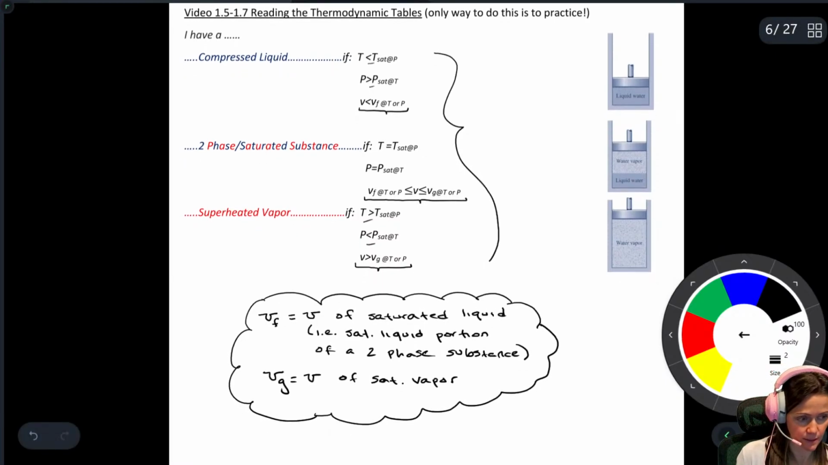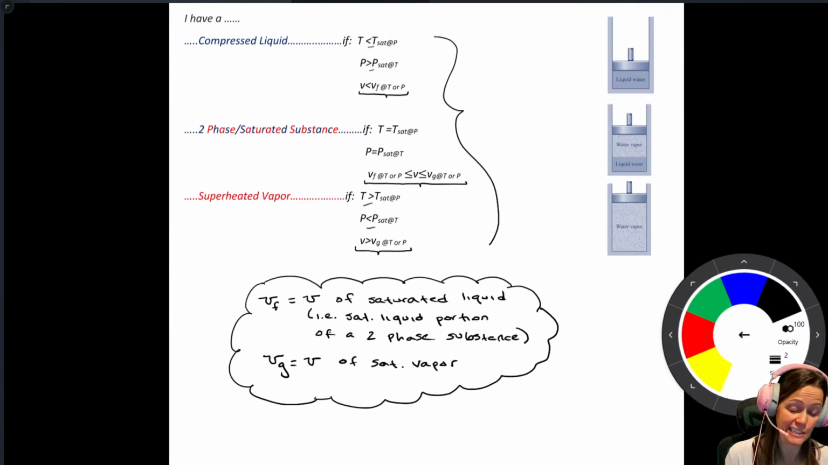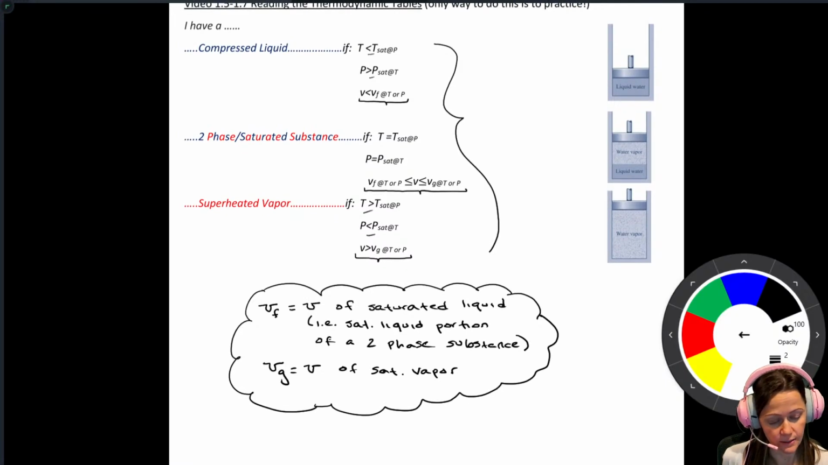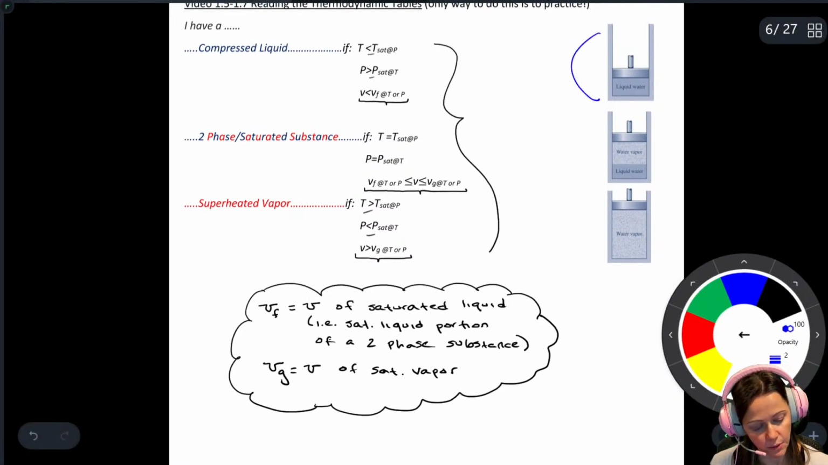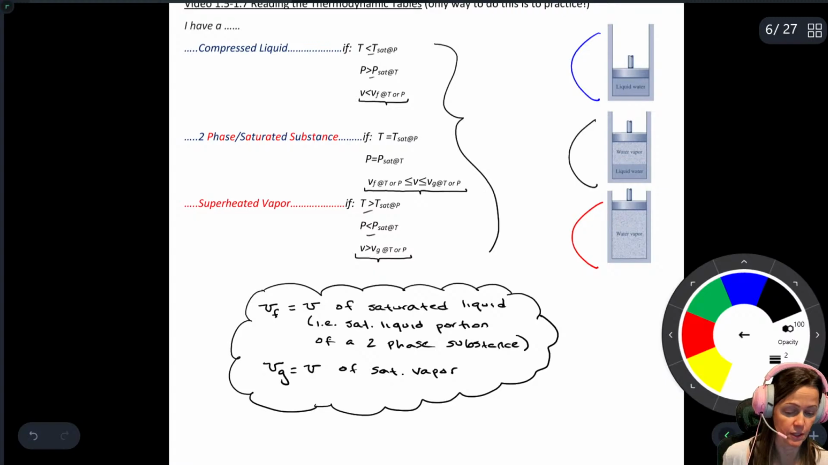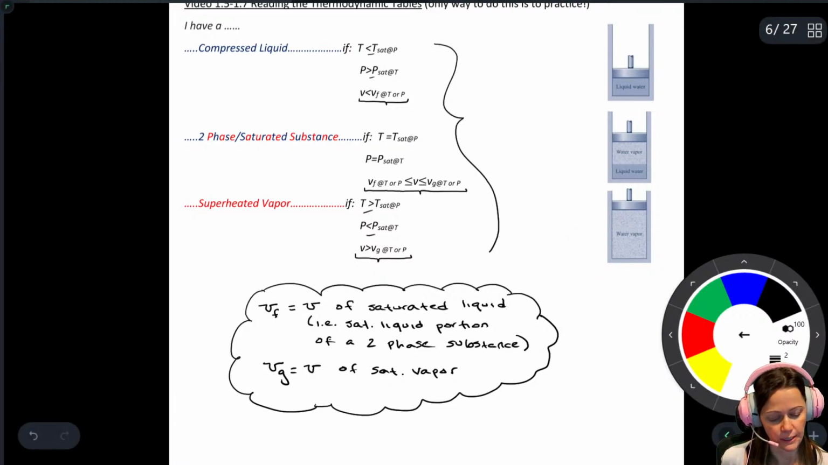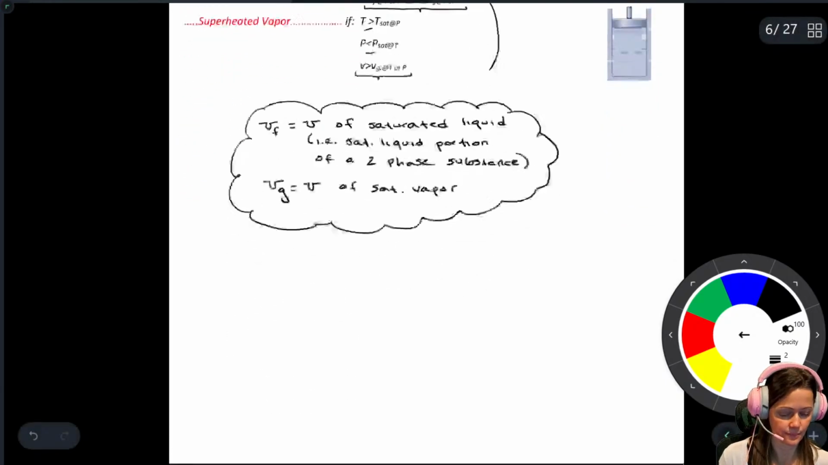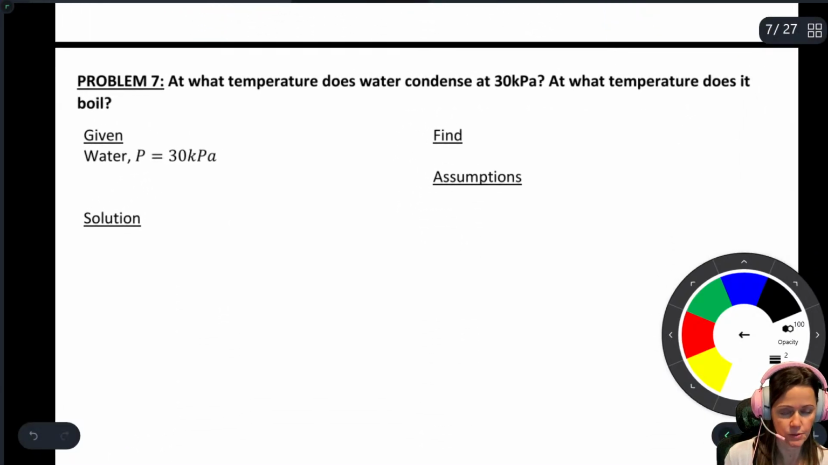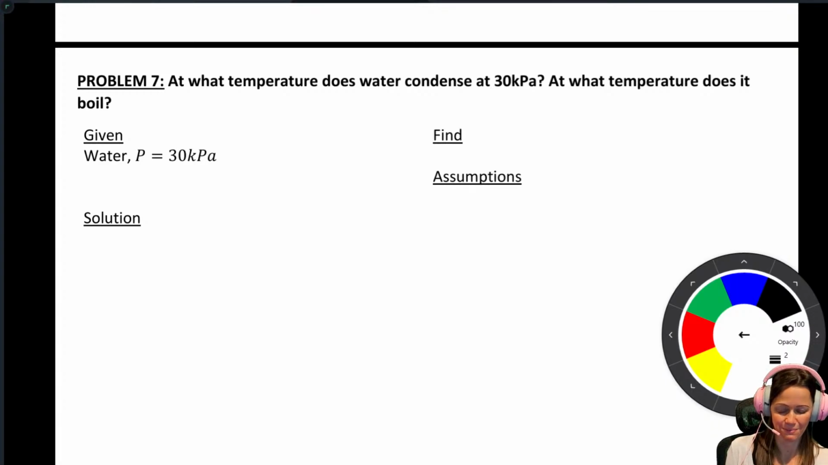But yeah, so it's just a memorization thing, right? Figuring out if you have a compressed liquid, have a superheated vapor, or if you have a mixture of both of those, right? Saturated liquid and saturated vapor, or your two-phase, right? Those last two things are the exact same thing, right? Two-phase saturated substance.